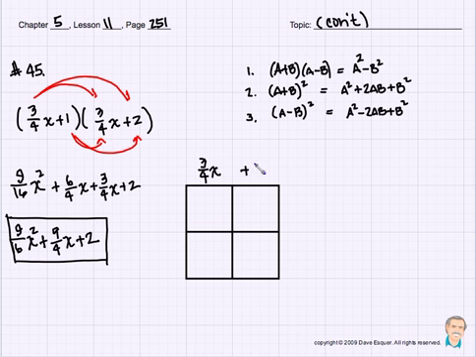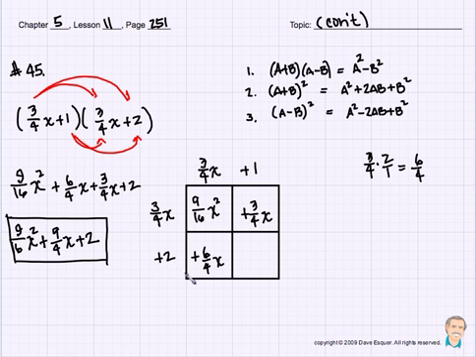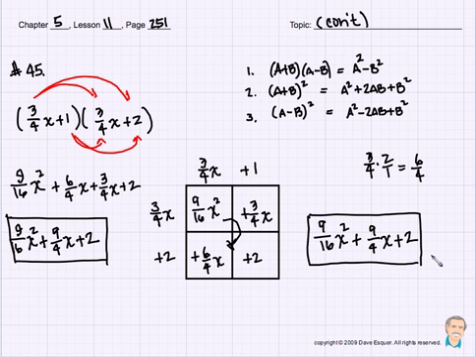Let's try it with the box. 3/4 of an x plus 1. 3/4 of an x plus 2. Let's find the area of each of these smaller rectangles. We end up with 9/16 x squared plus 3/4 of an x plus 6/4 of an x. 3 over 4 times 2 over 1 gives me 6/4. We can reduce, but that's fine that way. And 2 times 1 is plus 2. So if we add up everything inside, we end up with 9/16 x squared plus 3/4 and 6/4 is 9/4 of an x plus 2. Again, we end up with the same answer.